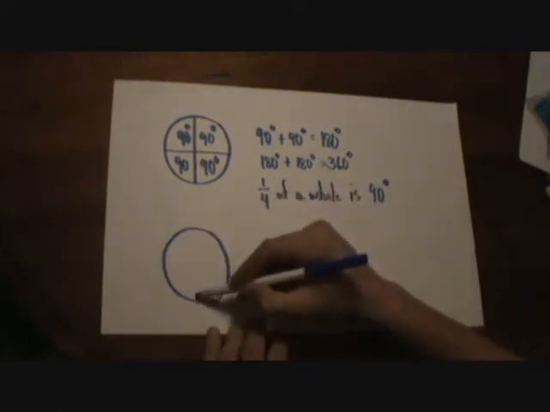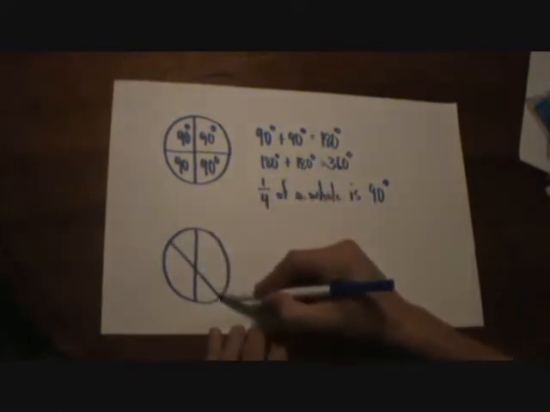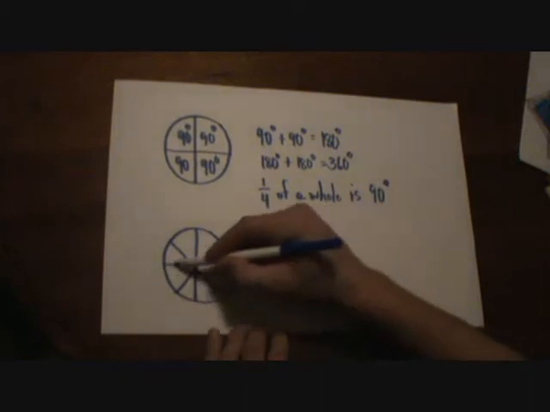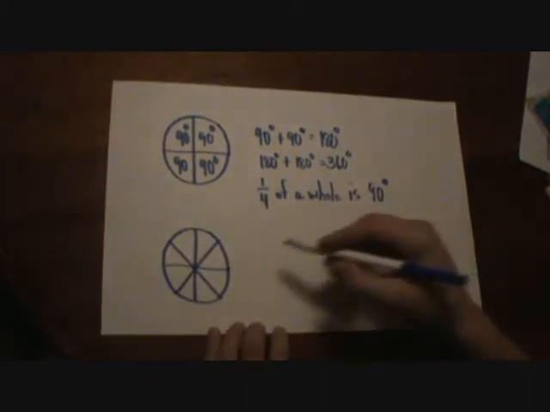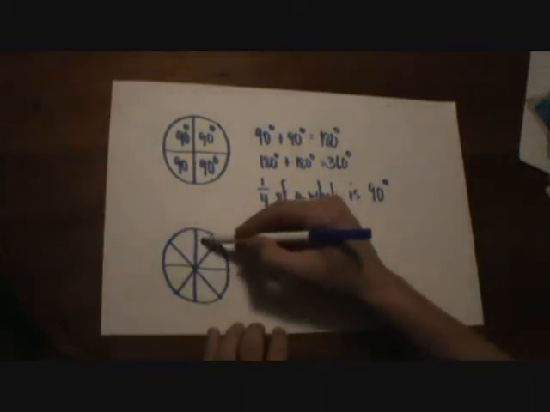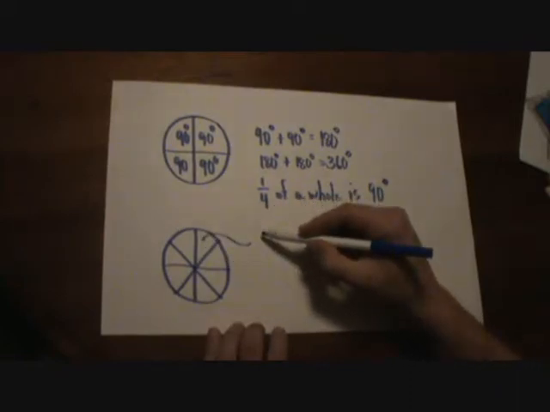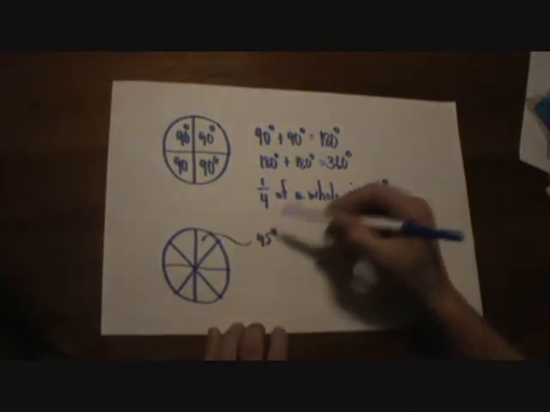If we do the same thing with a whole, but now instead of dividing it into quarters, we divide it into eighths, what we've really done is we've taken the 360 and cut it into 8 pieces. By doing that, we end up getting 45 degrees in each part.